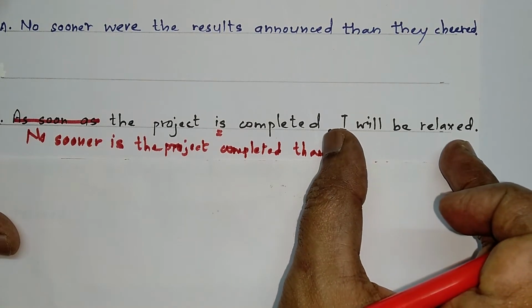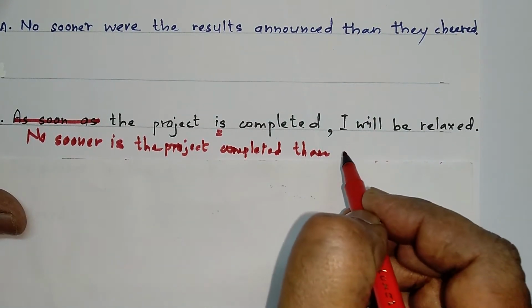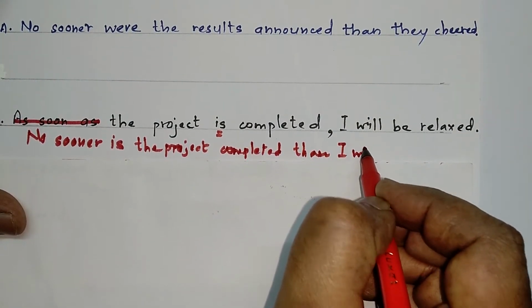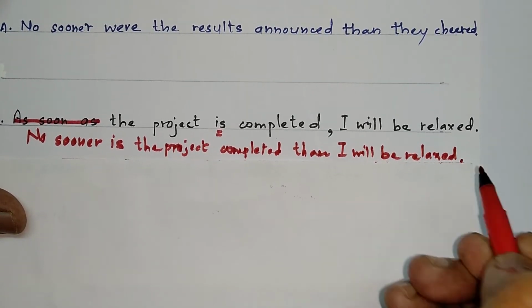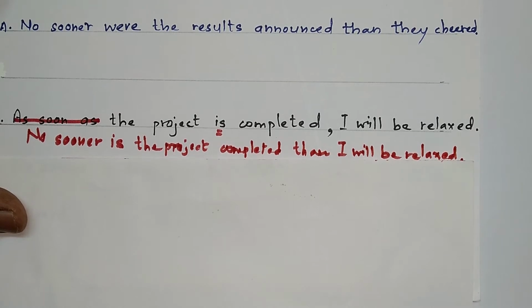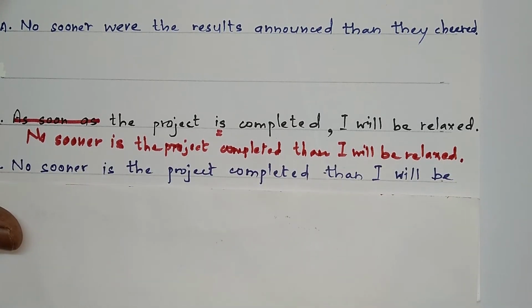And the other part of the sentence, we have to copy it the same way. So "I will be relaxed" will be the same. We'll write it the same. So the answer is: No sooner is the project completed than I will be relaxed.